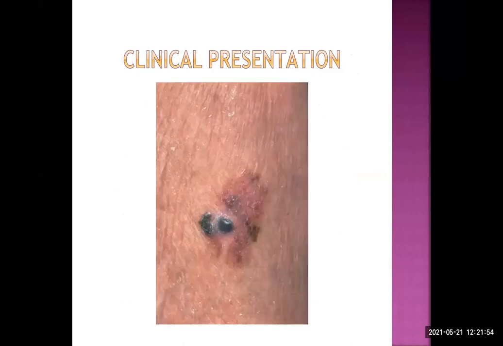Now let's see some of the pictures here. Look at this. See this. Look at the size here. There is a definite elevation, but this is like a superficial spreading type. So this is a high risk lesion, and if we do the biopsy, probably this is a case of melanoma here.